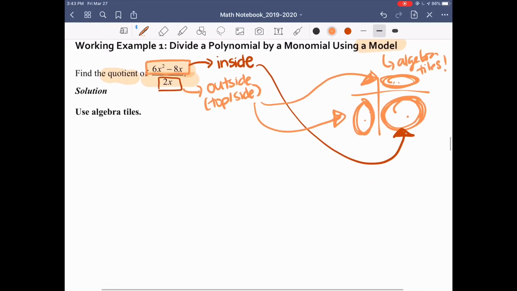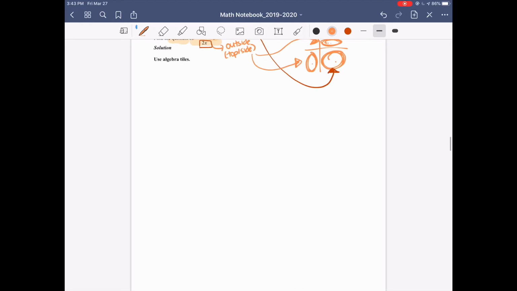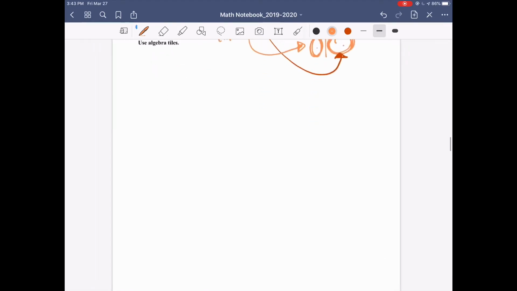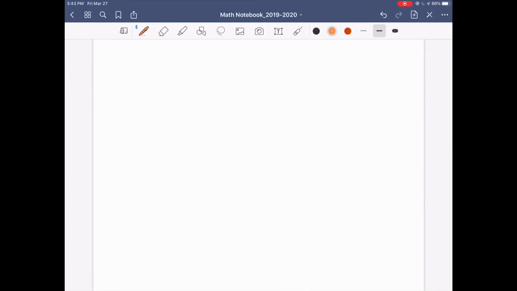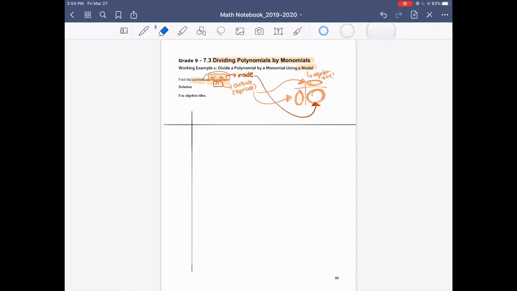Now, we're going to solve this problem using our algebra tiles. So find the quotient of 6x squared minus 8x divided by 2x. I'm going to zoom out so I have more room to draw, and I'm going to start off with a hopefully straight line to draw my grid. Now that we have our grid, our first step is to draw the denominator on one of the outside parts. Like we said before, it can either be drawn on the side or at the top. You can choose which one you want. I'm going to draw it on the side for this one.